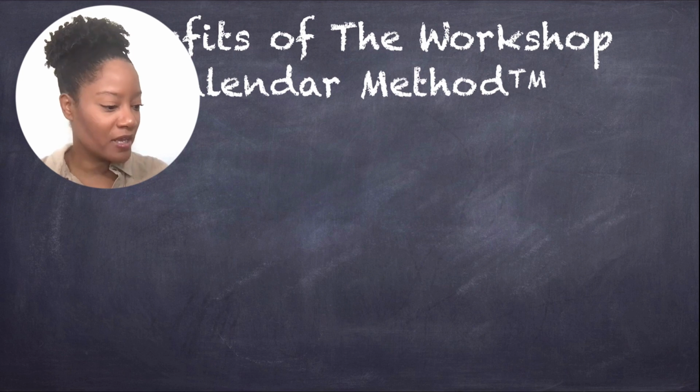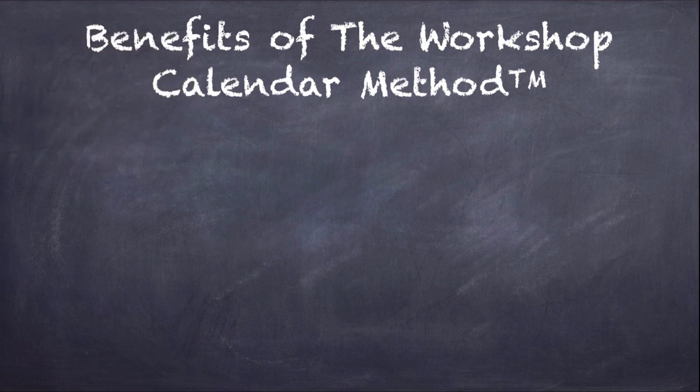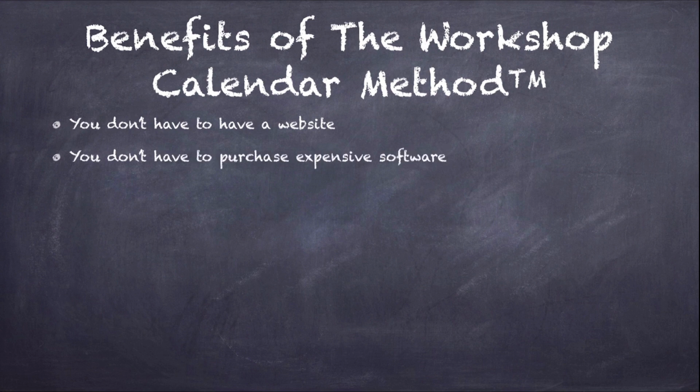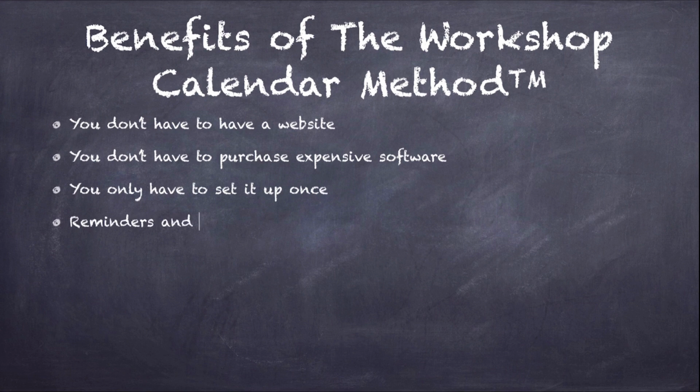So, all right, let me get my face off of this. Here's the benefit of doing the workshop calendar method. The first thing is you don't have to have a website. For those of you who don't have a website and you are just not starting because of that, now you need to stop, okay? Now you don't have to purchase expensive software. Like I just said, in most cases, you have to purchase webinar software that is like $100 a month. Now you only set this up once and then you don't have to touch it again. So it's super, super easy. The reminders, the follow-up, everything are automatic. Now you are going to have to write that out initially, but once you set it up, you don't have to mess with it anymore, okay?